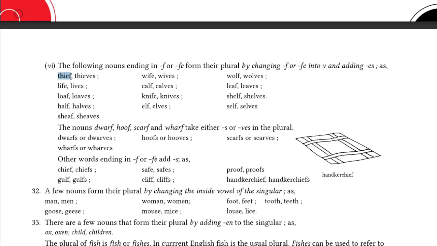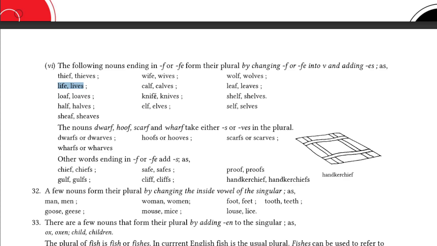For example, thief ends in F. We would replace F with V, and then ES would be added, and we would get thieves. Life, FE will be replaced with V and then ES added. Life is a noun in the singular number and lives is a noun in the plural number. Loaf, loaves, half and halves, sheaf and sheaves. Wife ends in FE. FE will be replaced with V and then ES added, and we would get wives, a noun in the plural number.